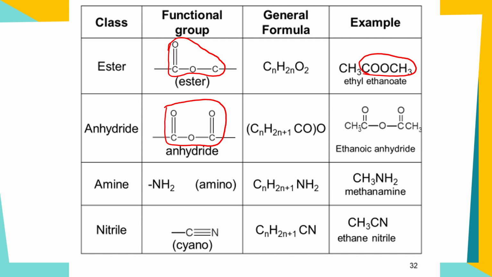Okay, this is important. Amine. The functional group is amino. So this is the functional group, which is amino. And then we have a nitrile, which is C triple bond N, which is a cyano. So you can circle this and label it as cyano. Maybe you can refer to your lecture note.